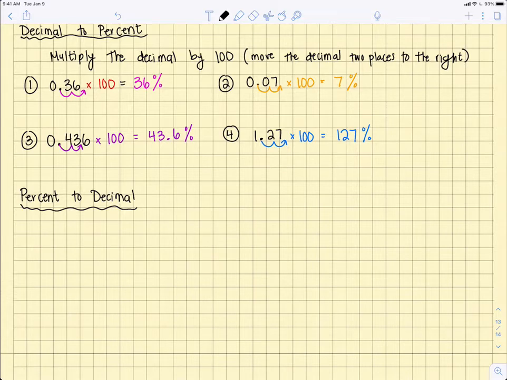So instead of multiplying the decimal by 100, we're going to divide the decimal by 100. Excuse me, not the decimal. Oh my goodness. I meant to say divide the percentage by 100. Let's take a look at a few examples.